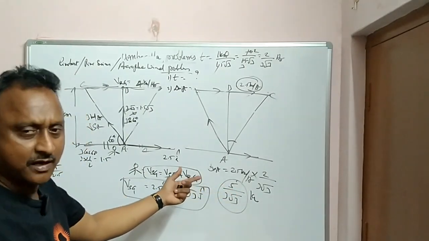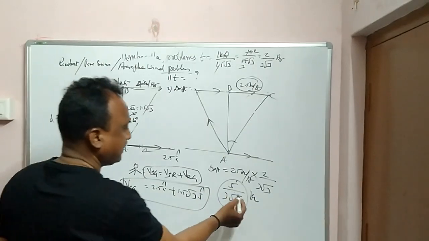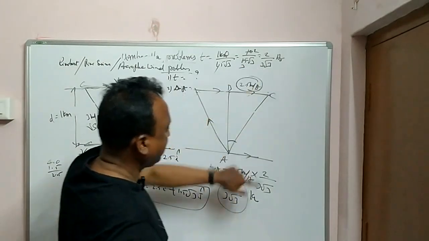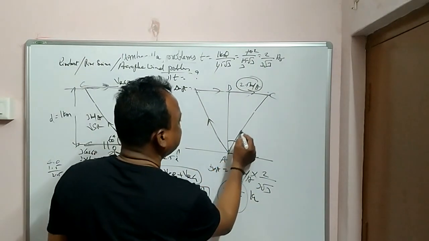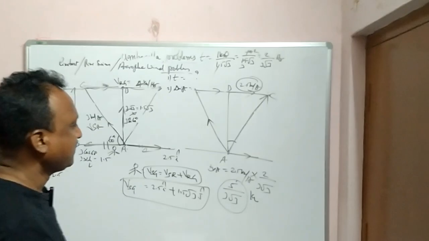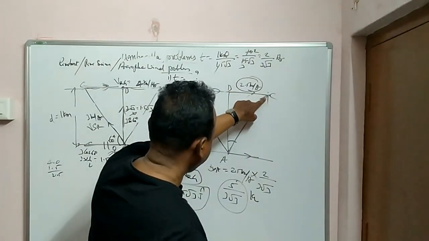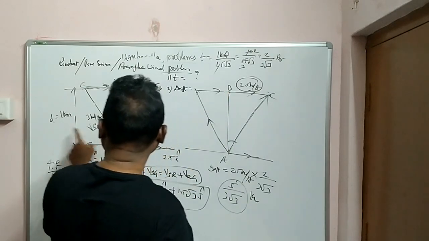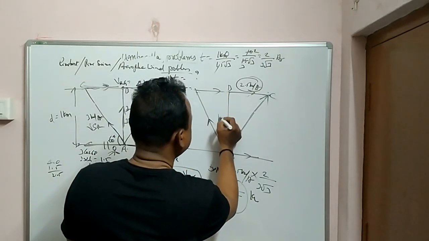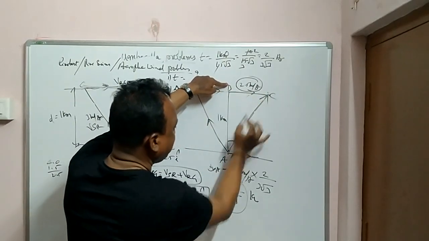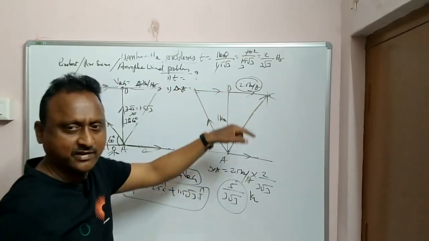Clear? All of you? Right. So this is the value of drift and this is the time taken. And you can also calculate AC. Because you already got the distance BC, 5 by 3 root 3, and you know this distance AB is 1 kilometer, you can calculate AC also by using Pythagoras theorem.